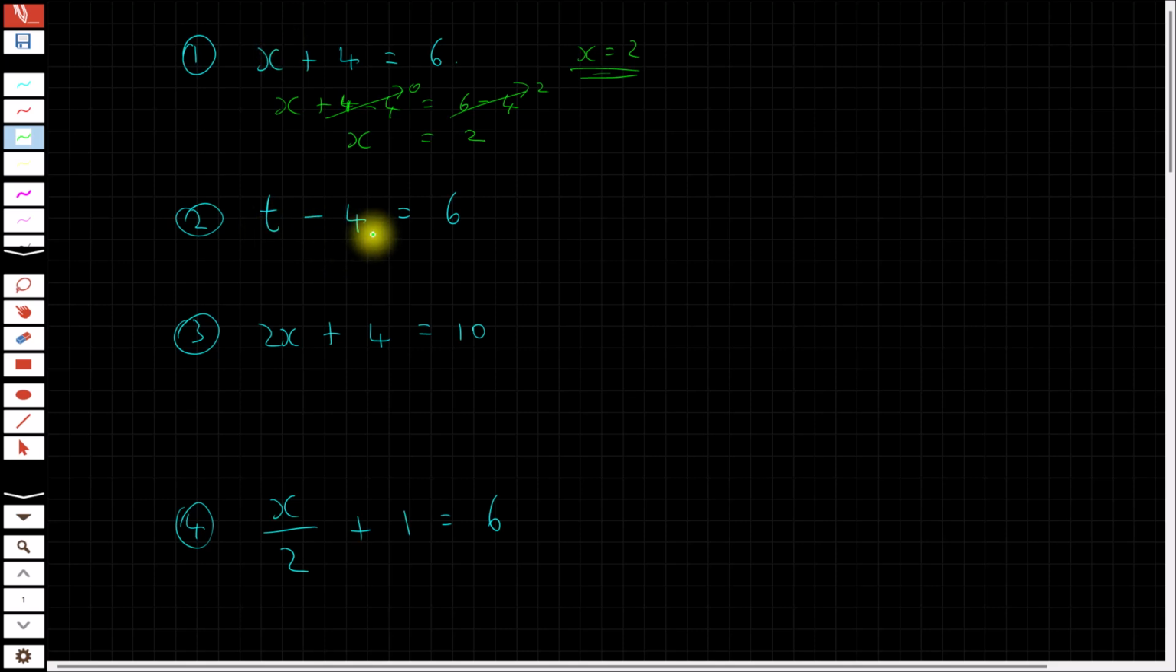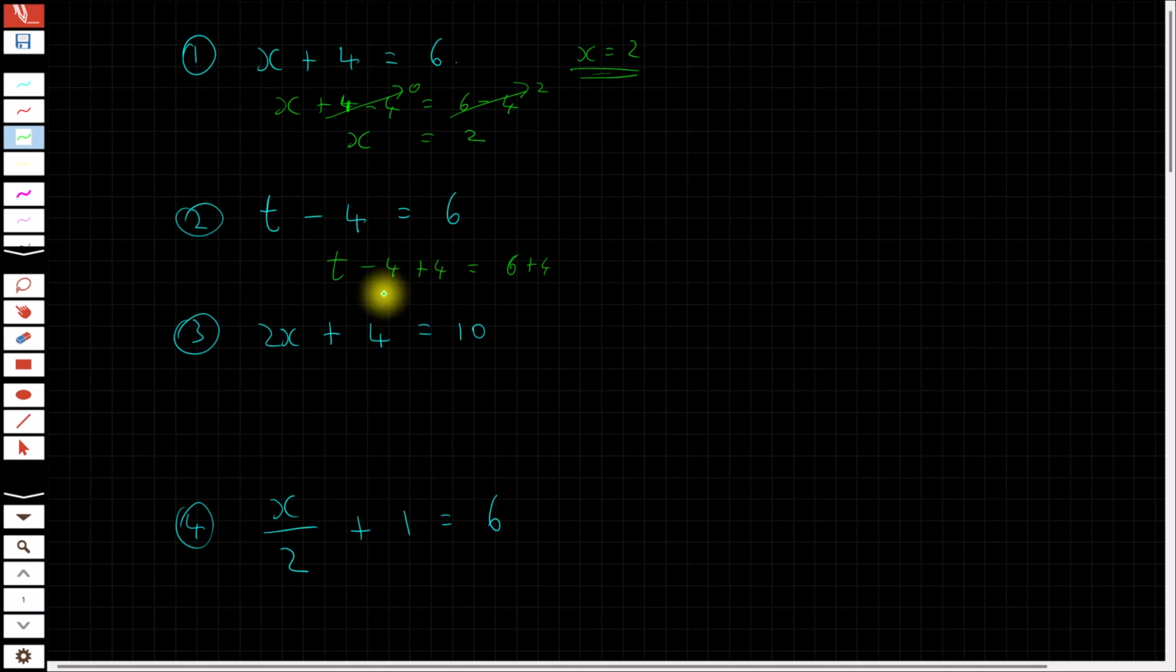We have t take 4 equals 6. So let's write down the t, and we need to get rid of this 4 that's on the same side as the t on the left hand side of the equation. So the opposite of a minus is a plus. So if we have a 4 and we plus a 4, we added a 4 to the left hand side, we need to add a 4 to the right hand side. Remember, what we do to one side of the equation we need to do to the other side of the equation. In this case we added 4.